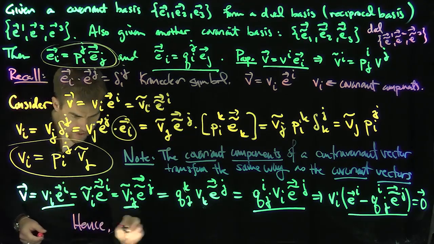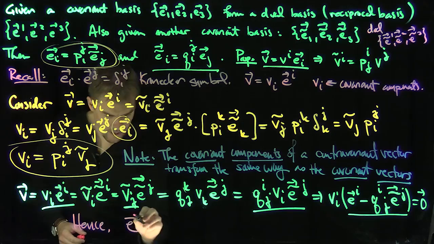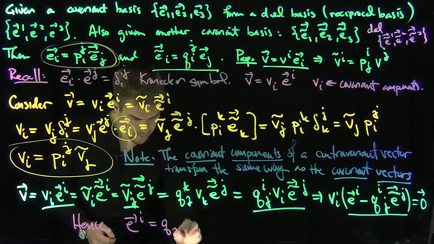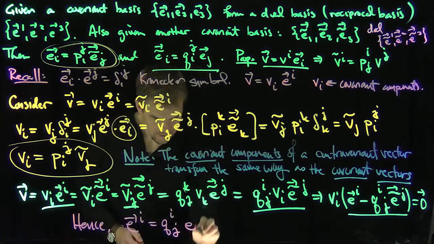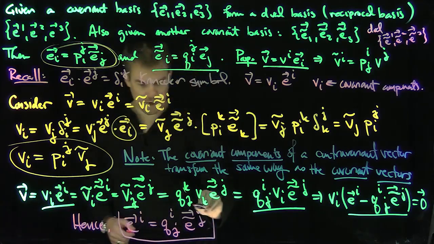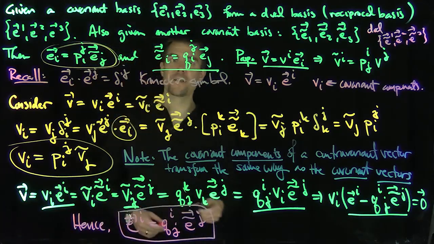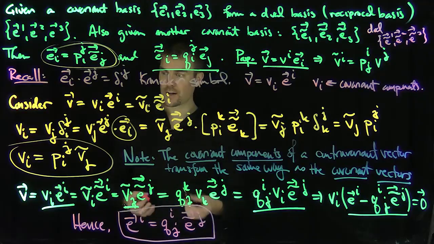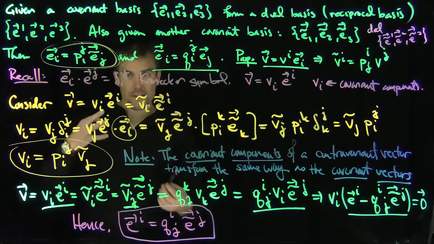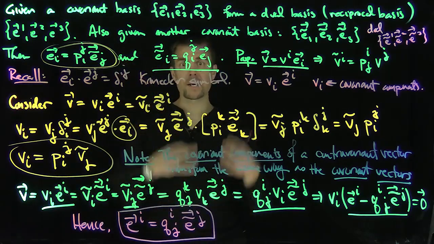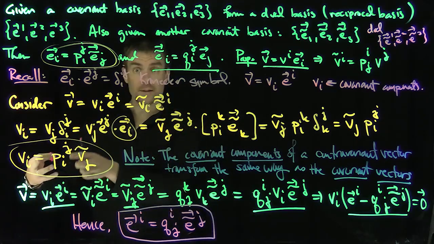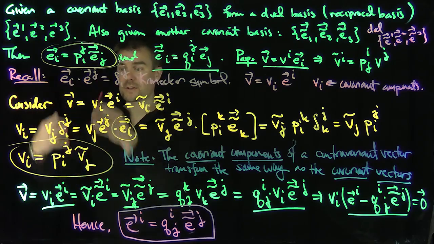Hence we get that e upper i, that's the contravariant basis, is going to be q j i upper, and then e tilde j upper, like this. And so that's the transformation law for contravariant vectors. And the transformation law for contravariant vectors is exactly the same as the transformation law that we get for the contravariant components that we saw in our previous video. So the contravariant transformation laws are consistent between contravariant components and contravariant vectors. The transformation laws are identical for covariant components and covariant vectors over here. We get the same exact structure over here.